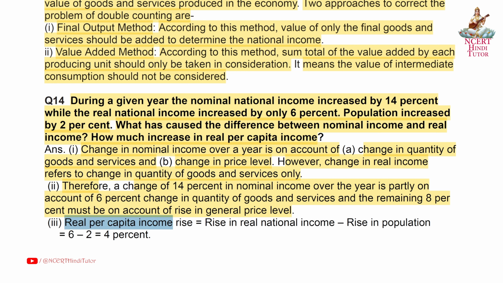Third, real per capita income rise is equal to rise in real national income minus rise in population, which equals 6 minus 2, which equals 4%.